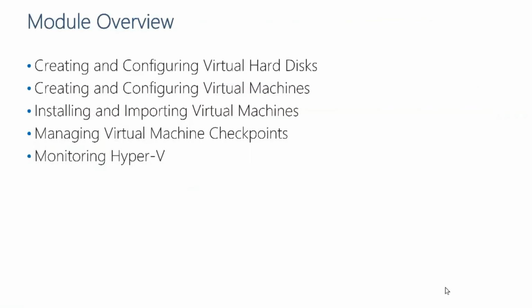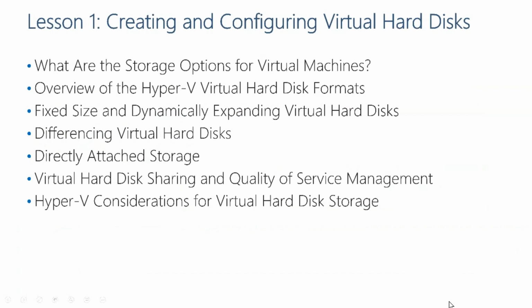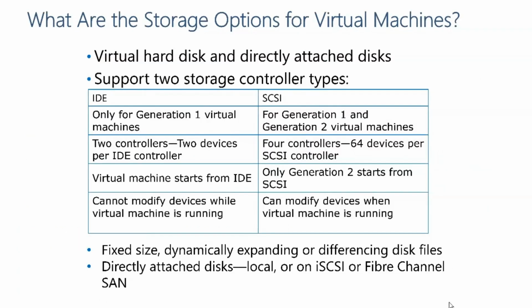So today we're going to look at the virtual hard disks. Let's start with that. That's basically just an overview of what we're going to talk about here. So what are the storage options for your virtual machines? Virtual hard disks are directly attached disks. What does that mean? They're basically equivalent to the hard drive you have inside your computer, but on a virtual machine.